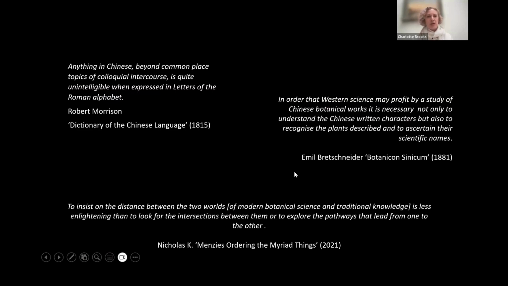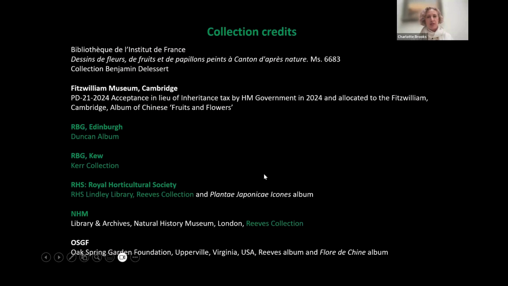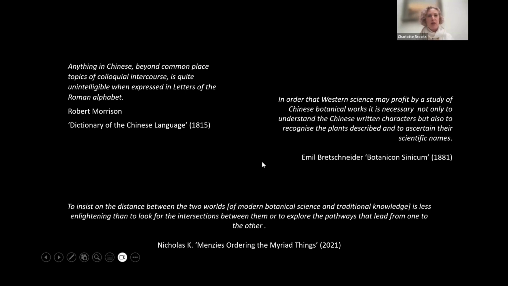So to frame my talk today, I've got three quotes here that I think are quite useful in terms of the consideration for how we look at the language and the understanding of the documentation that is evident in the paintings. So Robert Morrison was working with John Reeves. He was a reverend and also a surgeon who was, for a period, employed by the East India Company. And he wrote an important dictionary of the Chinese language published in 1815.